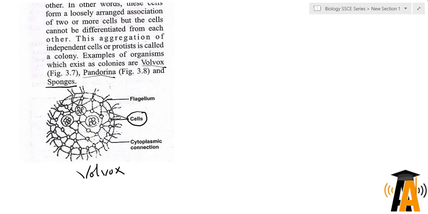Now, this joining together of these cells makes them like a whole. They are together. They are not independent. So they are interdependent on one another. They come together and form what you call a colony. So all of them form a colony. This is one of the forms in which living things can exist.